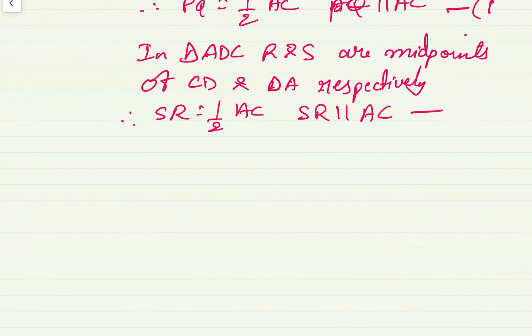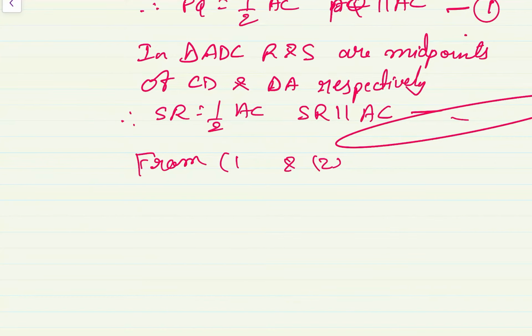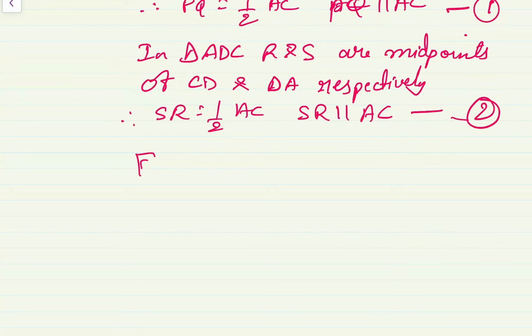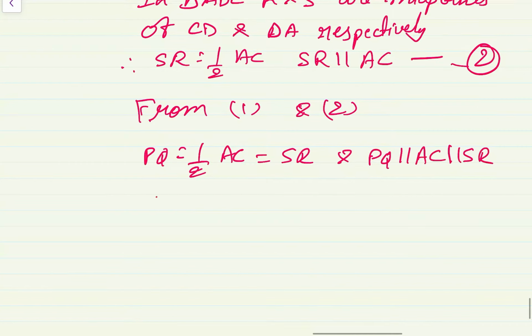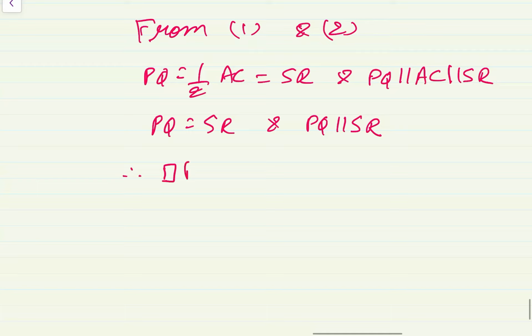From results 1 and 2 we can say that PQ is equal to half AC is equal to SR and PQ parallel to AC parallel to SR. So PQ is equal to SR and PQ is parallel to SR. Therefore, quadrilateral PQRS is a parallelogram.